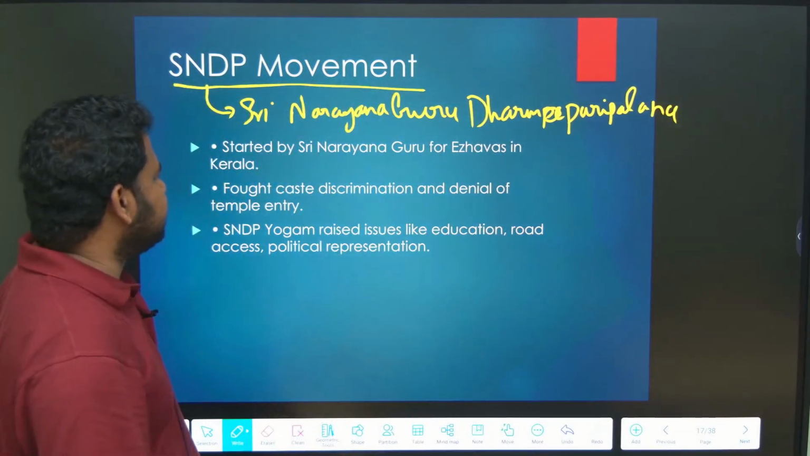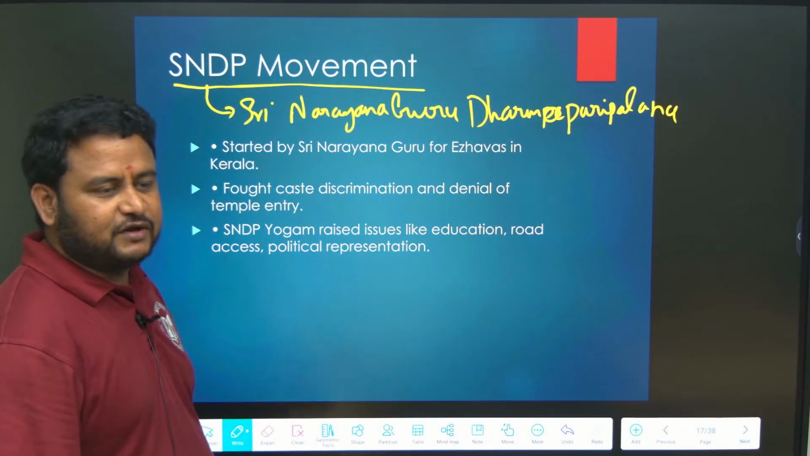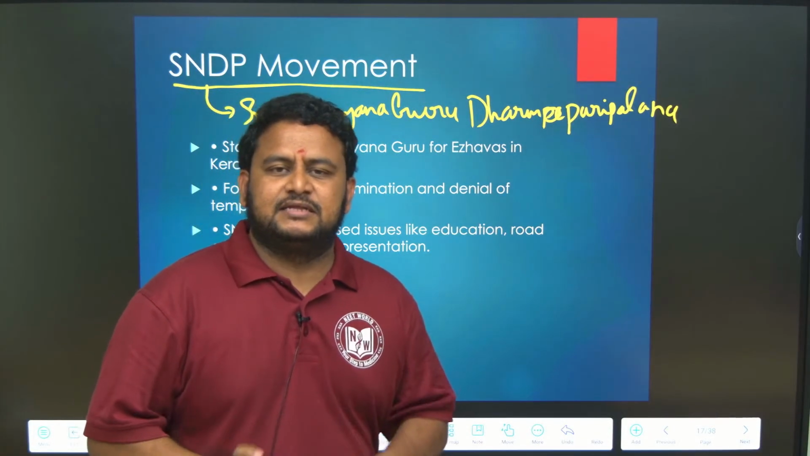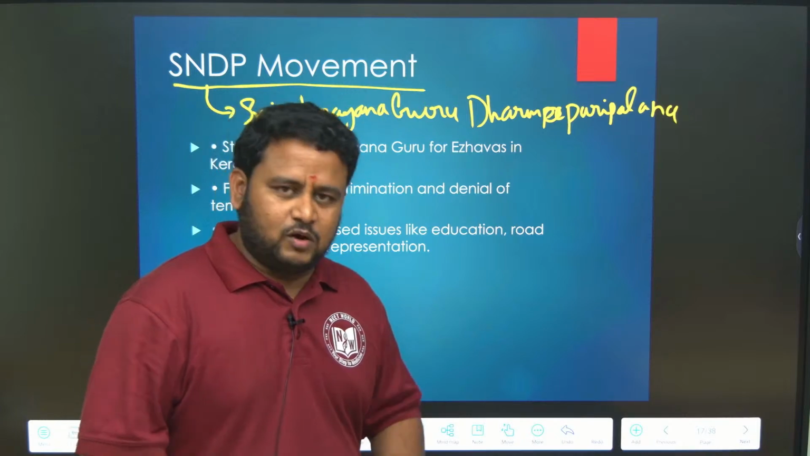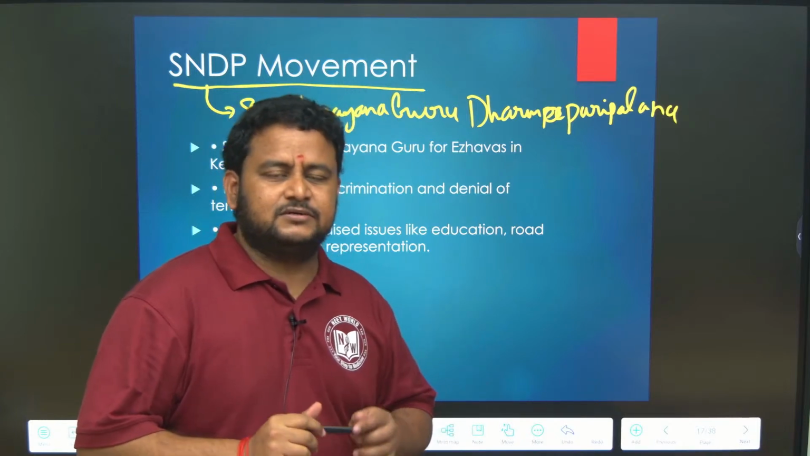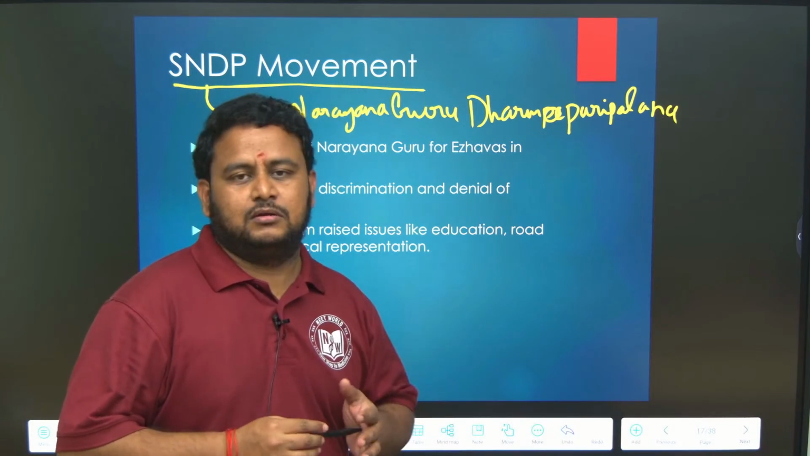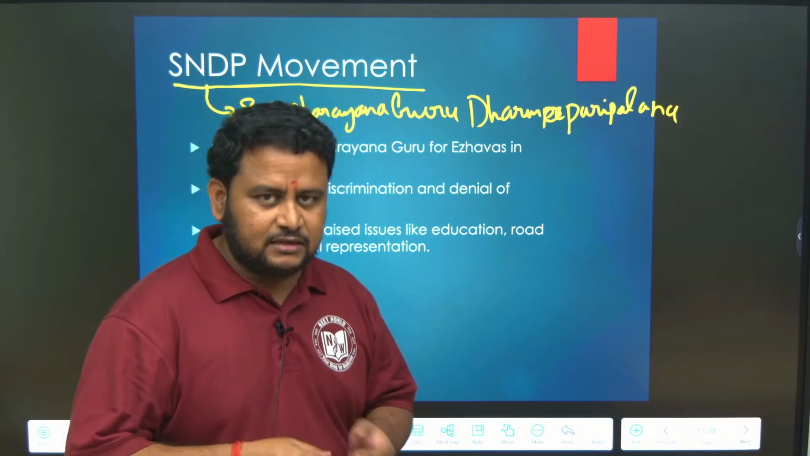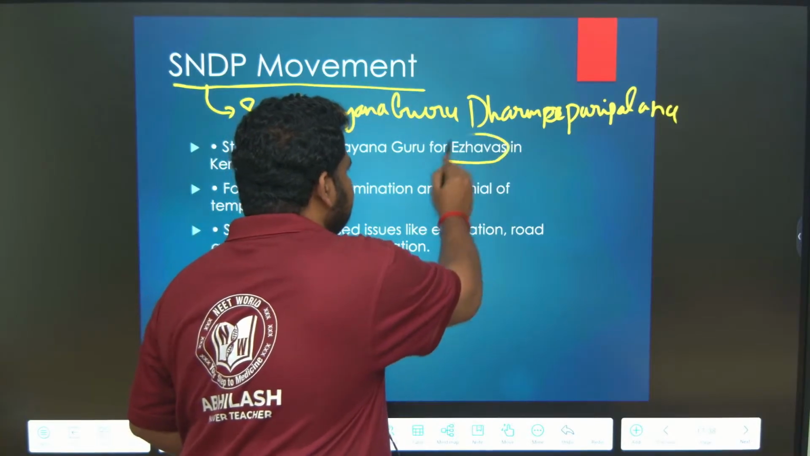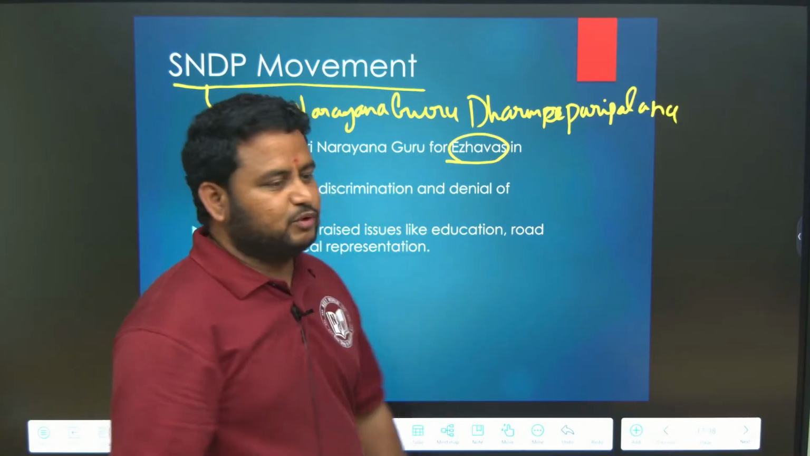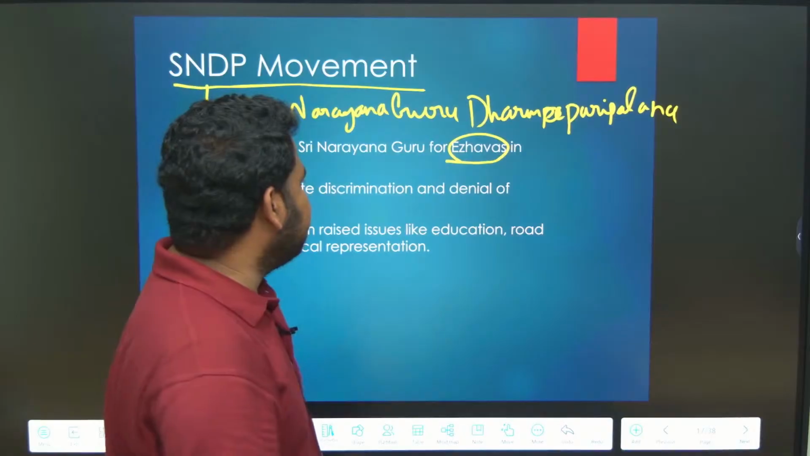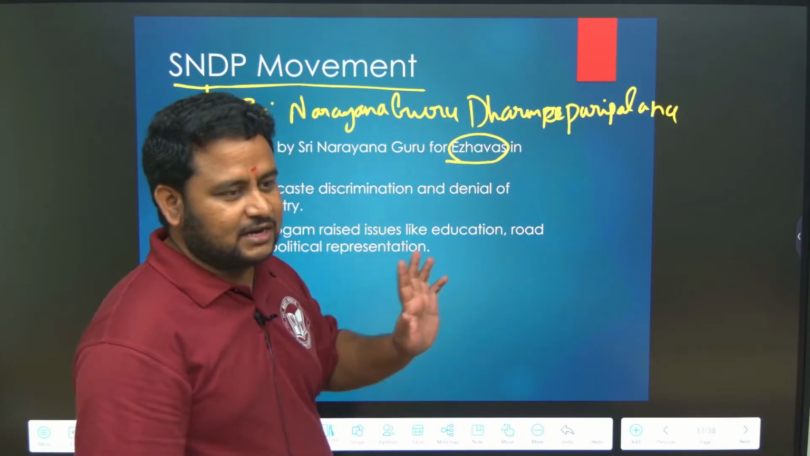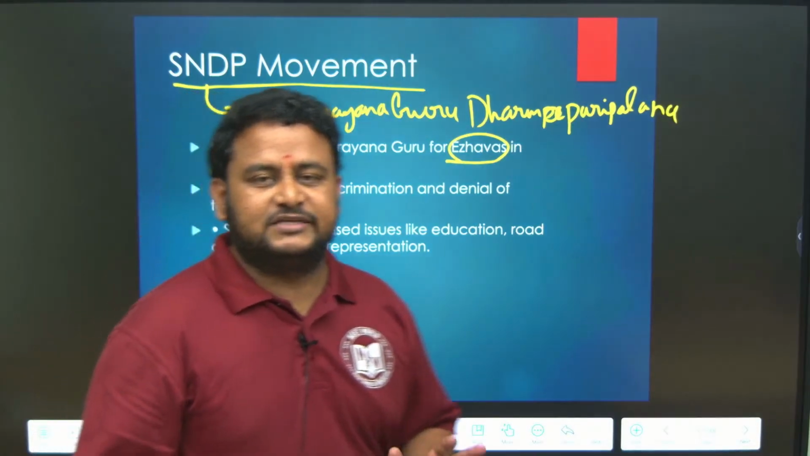It was started in South India only, for one section of the society, that is the Ezhavas. You can consider them as one kind of so-called lower caste in Kerala. They are termed as lower caste in Kerala. So the community is the Ezhavas in Kerala. The SNDP movement was started by Narayana Guru, and it was called Sri Narayana Guru Dharma Paripalana. It was started for whom? For the Ezhavas in Kerala.